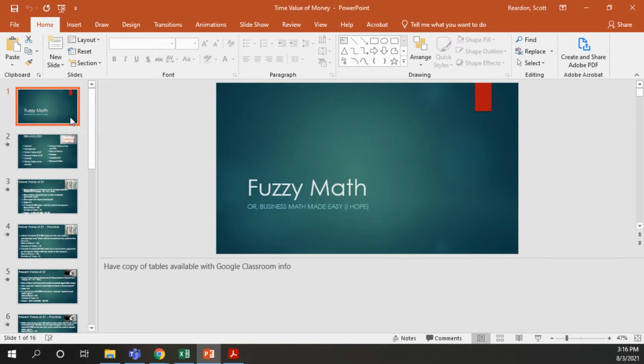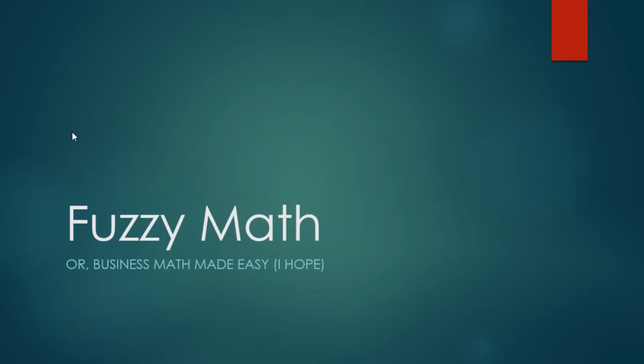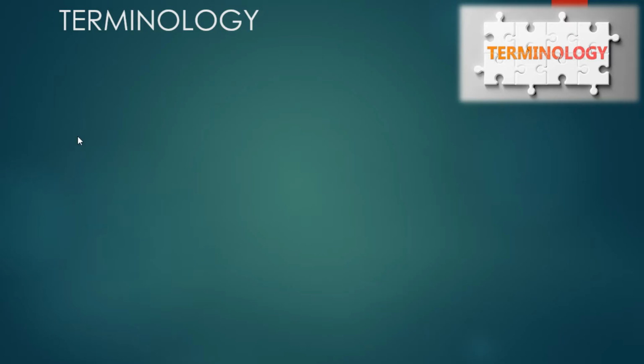Fuzzy math. All right. Or business math made easy. So first of all, terminology, just some foundational items to think about. Interest. Now we've talked about compound interest, but what in the heck is interest? Well, it kind of depends on if it's working for you or working against you.